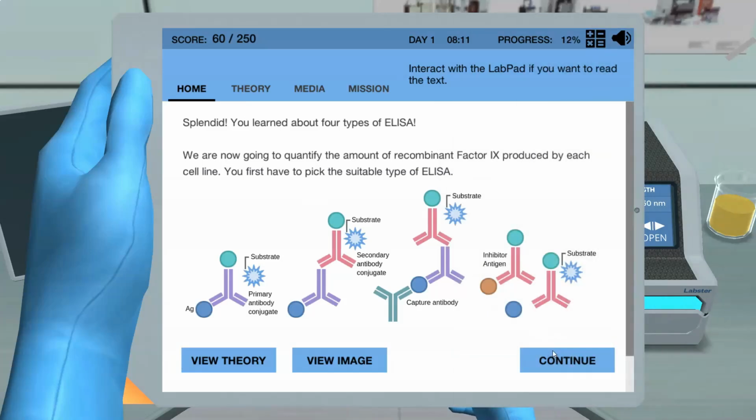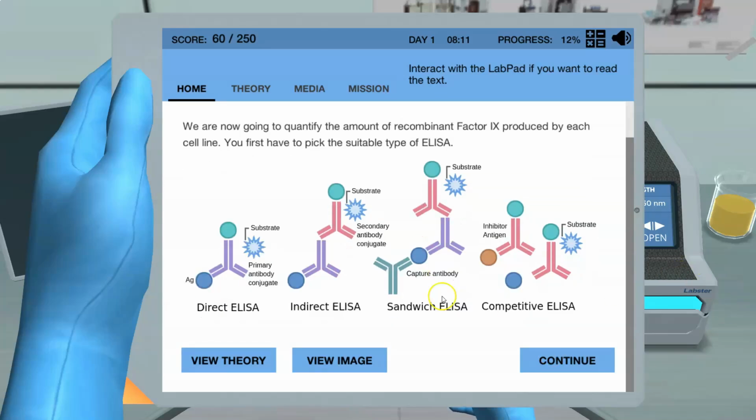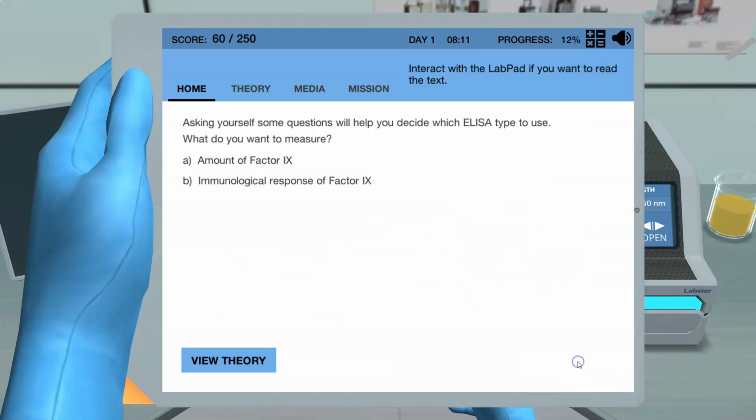Splendid. You learned about 4 types of ELISA. We are now going to quantify the amount of recombinant factor IX produced by each cell line. You first have to pick the suitable type of ELISA. Asking yourself some questions will help you decide which ELISA type to use. What do you want to measure?